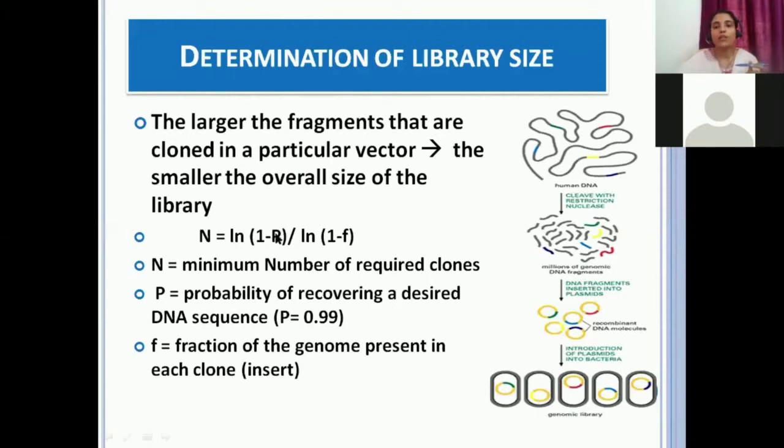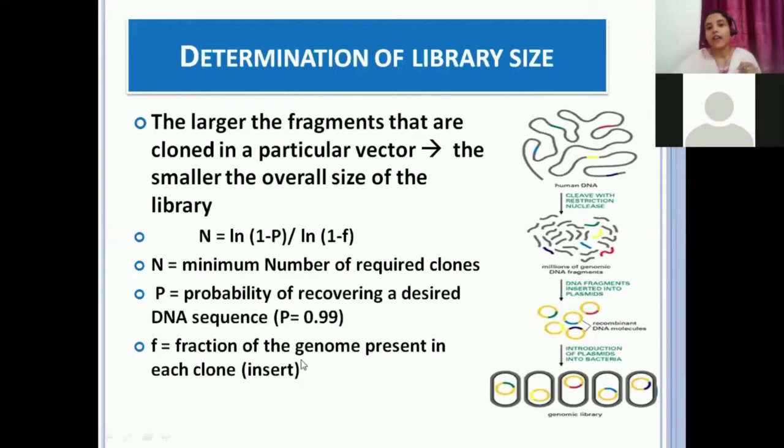P is the probability of recovering a desired DNA sequence. Usually everywhere, if it is not mentioned anywhere, P is always 0.99. That is a 99% probability that you will get your desired gene. Okay, usually it is like that. So if it is not mentioned in a question, you can take it as 0.99 everywhere. This P will be 0.99.